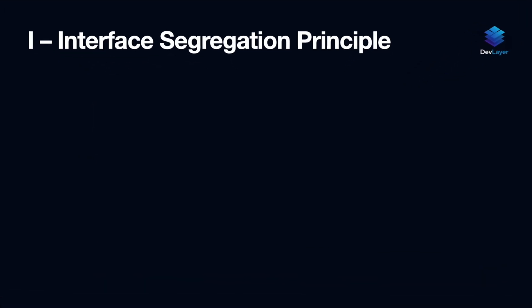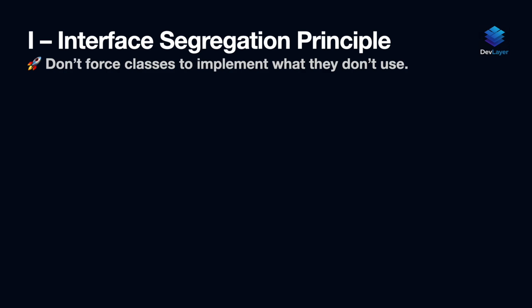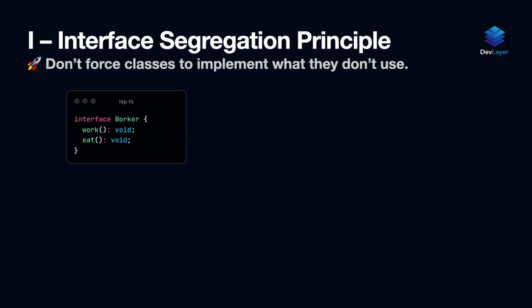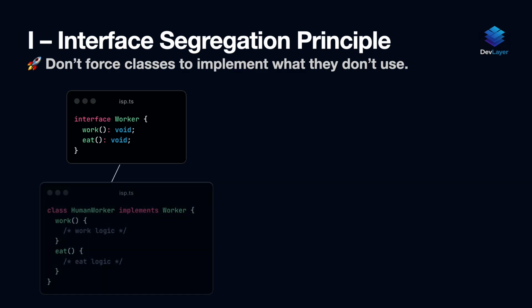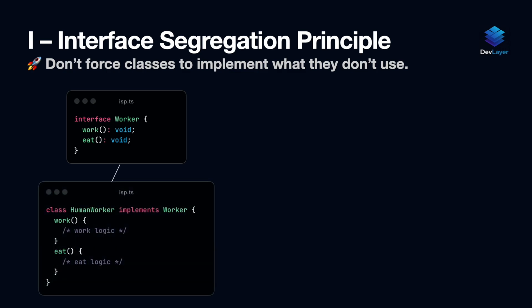Next up, we have the Interface Segregation Principle. The rule is pretty simple here. Classes shouldn't be forced to depend on methods they don't use. Imagine we have a Worker interface with two methods, work and IT. Suppose you create a HumanWorker class implementing this interface. It has the work method implemented with the work logic and the IT method implemented with the IT logic. This should work fine, right?